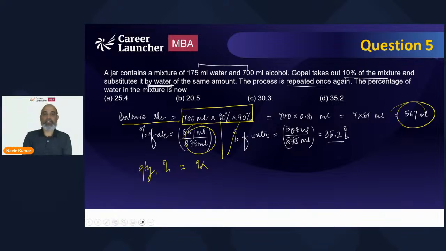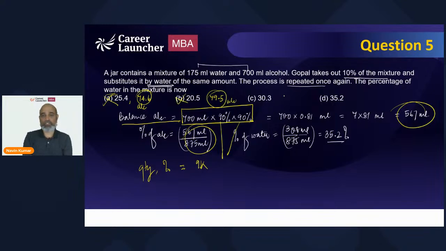Right? So if 25.4% is water, can we say alcohol will be the leftover, 100 minus 25.4, which is going to be 74.6. Is this in the table of 9? 7 plus 4 plus 6? No. 20.5 would mean this being 79.5. Is this in the table of 9? 7 plus 9 plus 5? No. This is alcohol? It's not.